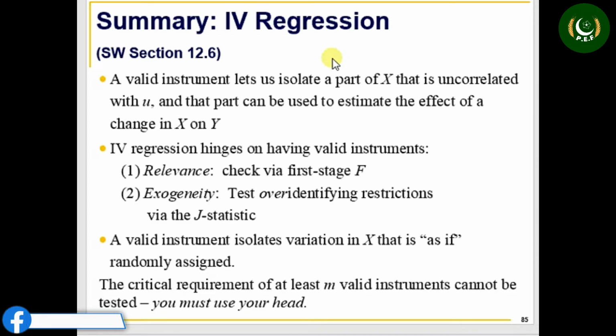So if I summarize instrumental variables, there are basically three things. First, we need to disentangle that part of X which is uncorrelated with U, and then we use it for determining Y. For relevance and exogeneity, relevance is tested by the F test, exogeneity by the J test. A valid instrument divides X into two parts, X hat plus U hat, but you must use your X hat.